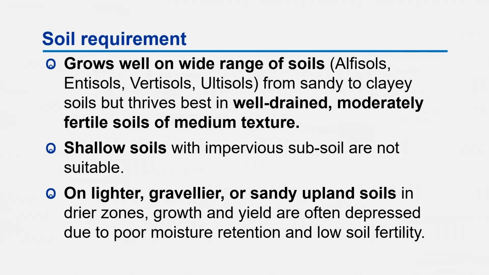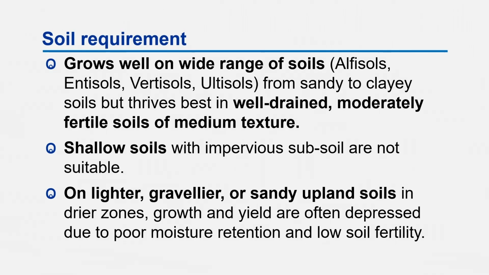Now, let us see the soil requirement of sesame crop. It grows well on a wide range of soils. It can be grown on alfisols, entisols, vertisols, ultisols. So, these are orders of the soil from sandy to clay soils, but it thrives best in well drained, moderately fertile soils, medium in texture. So, you can see well drained soils are needed. There should not be any waterlogging conditions for this crop. Shallow soils with impervious subsoil are not suitable.